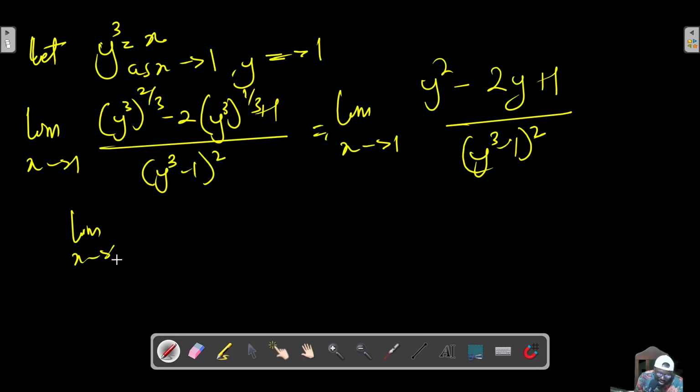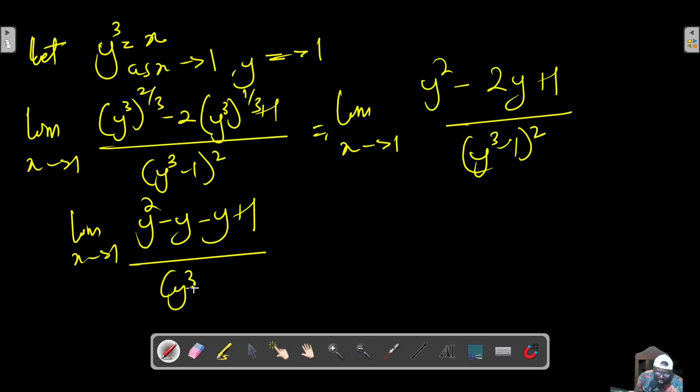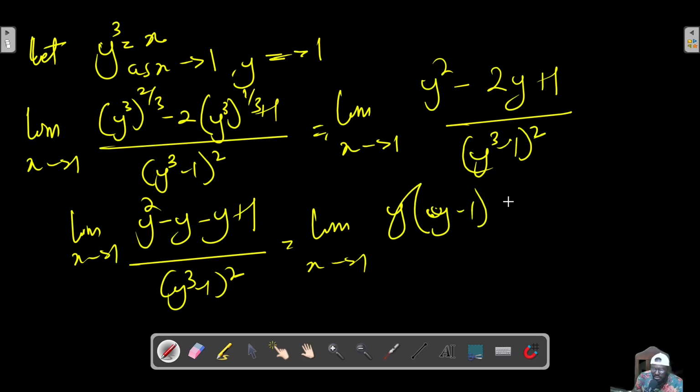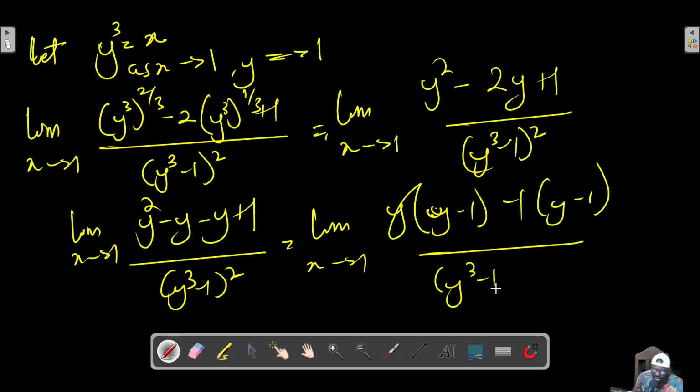That is negative y and negative y. We have negative y and negative y plus 1, all over y cubed minus 1, all squared. So what do we have? That is y out of y minus 1, negative 1 out of y minus 1. So I have y cubed minus 1, all squared.